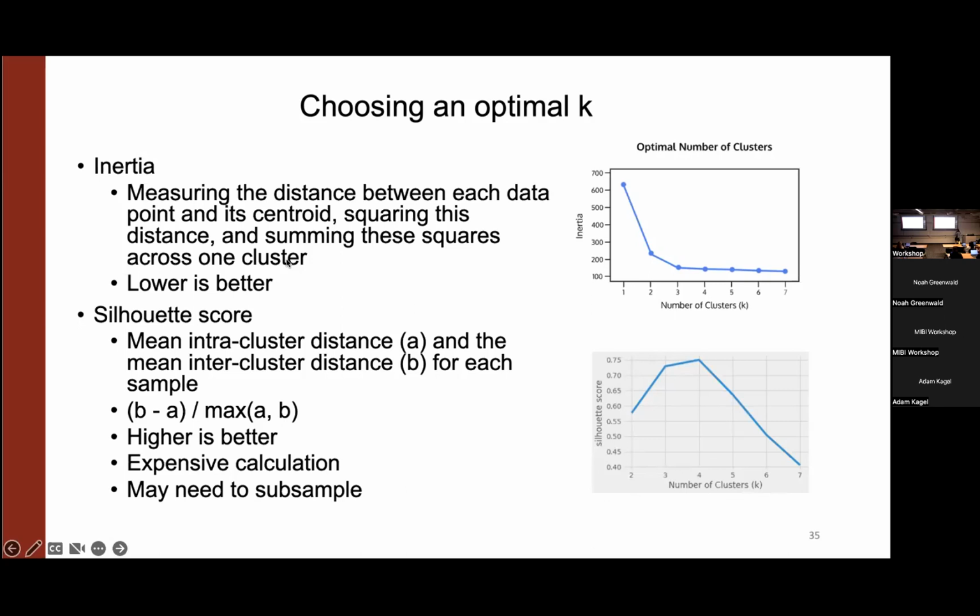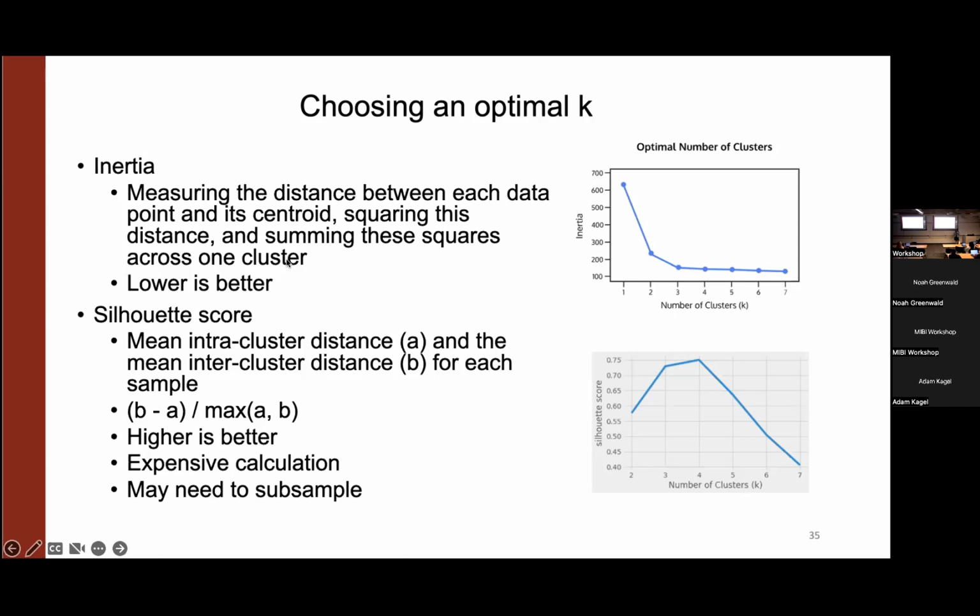One of the downsides of silhouette score is that it's very computationally intensive. It takes a very long time. Even in our data sets with just 10,000 or 100,000 cells, this takes a very long time, and we would need to subsample the number of cells to make this calculation run at all. And of course, we're also doing this calculation across many different Ks, so it takes even longer.